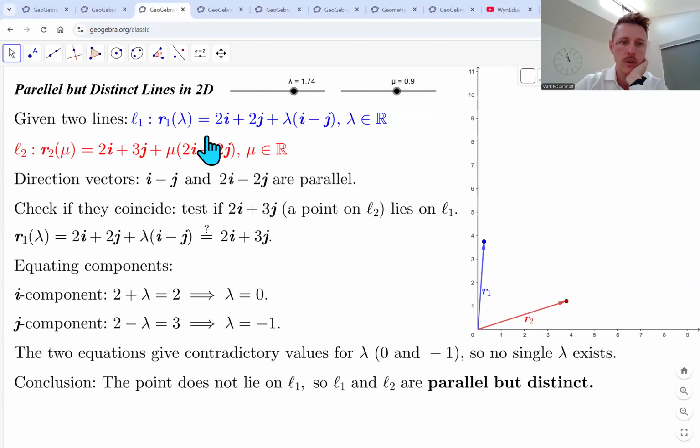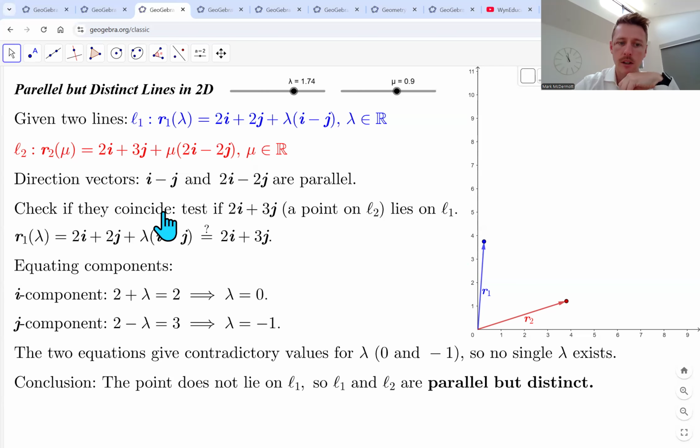Okay, so again, we get given line 1, which is 2i plus 2j plus lambda by i minus j. And R2 is 2i plus 3j plus mu by 2i minus 2j. We can see that the direction vectors are parallel. i minus j would give us a rise over run of -1. Similarly here, -2 divided by 2 is -1, and up here, -1 divided by 1 is -1. So the gradient of this line is -1. So we know the direction vectors are parallel.